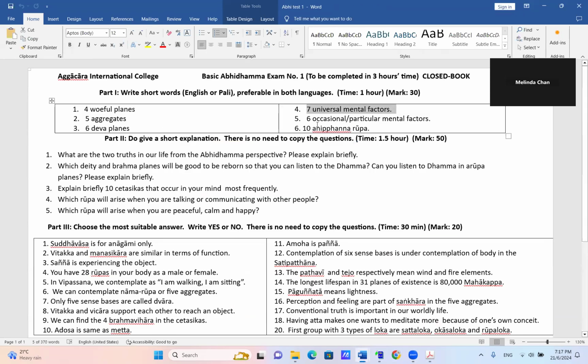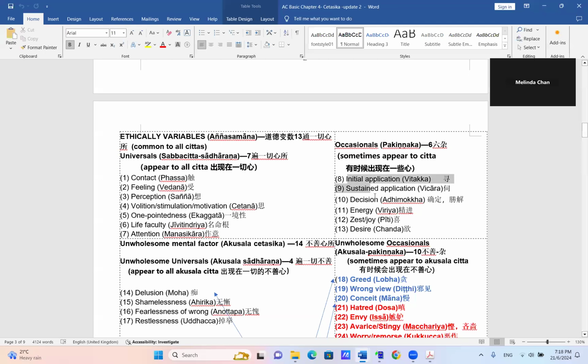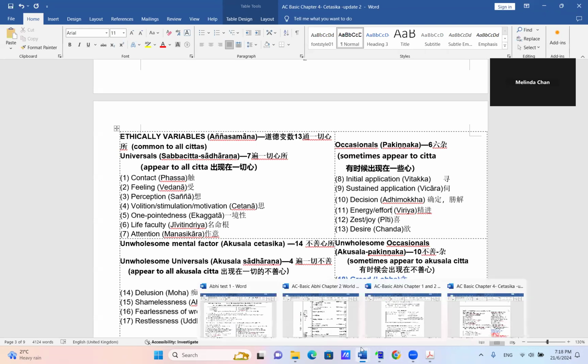And then the 6 occasional particular mental factors is just this part only. Vitakka, Vicara, Adhimokkha, Viriya, Piti, Chanda, or initial application, sustained application, decision, energy, joy, desire. So if you write Pali and English, you get full marks 5. If you just write the English without mistake, you will get 3 or 4. If you make some mistake, you minus 1. A little bit of mistake, I always just minus 1. Okay. So this is the next one.